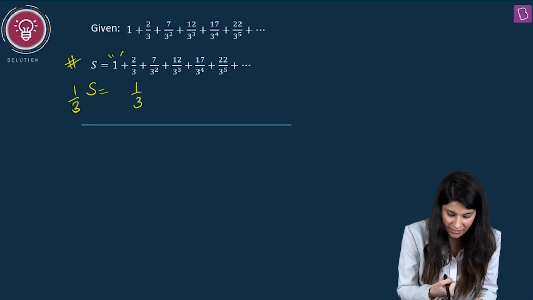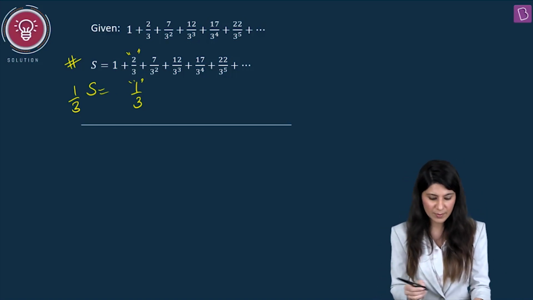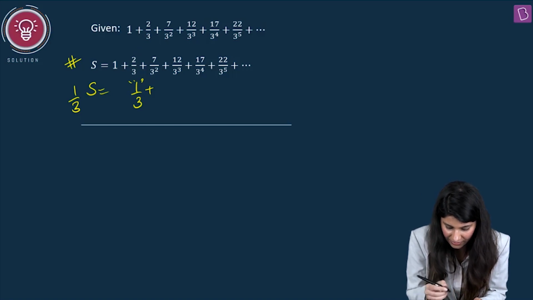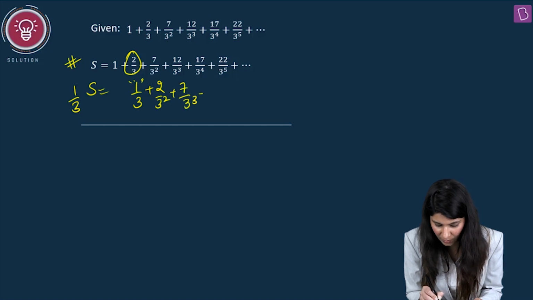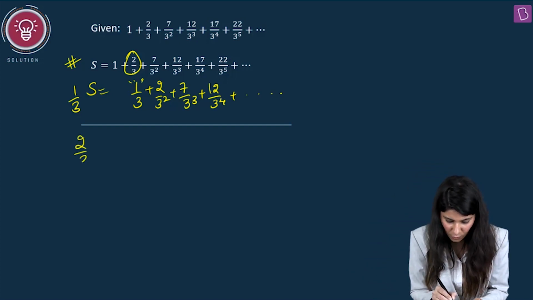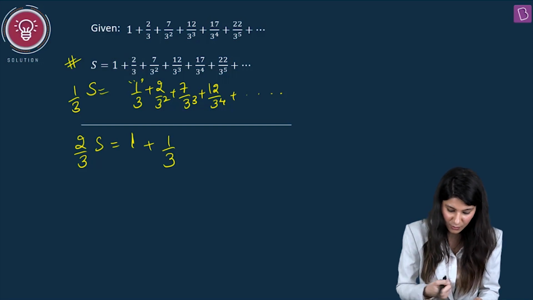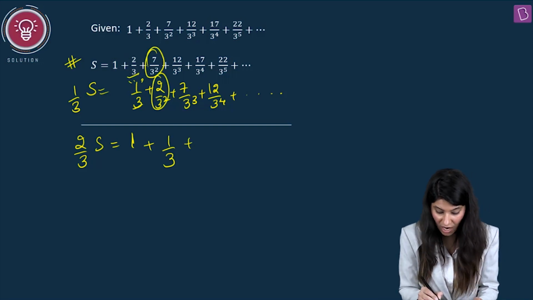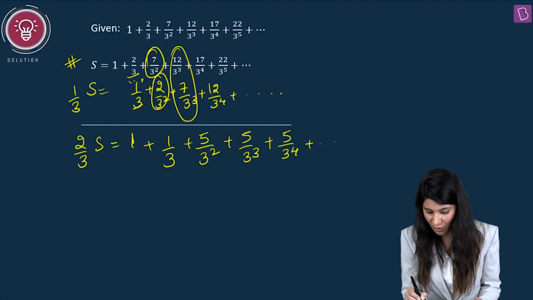Why? Because now you see these are two like terms, isn't it? 2 by 3 and 1 by 3, subtraction would be much easier. And then in the next term, let's multiply 1 by 3. What do you get? 2 by 3 square, then 7 by 3 cube, then 12 by 3 raised to power 4, and so on up to infinity. Let's just subtract these two. So 2S by 3 is equal to 1 as it is. Then we have 1 by 3 as it is, right? Subtraction of these two, and then subtraction of these two. Now I start having 5 in the numerator: 5 by 3 square, 5 by 3 cube, 5 by 3 raised to power 4, and so on up to infinity.